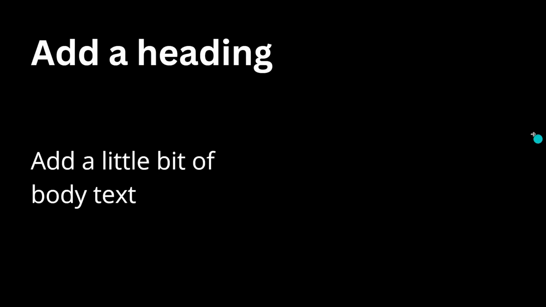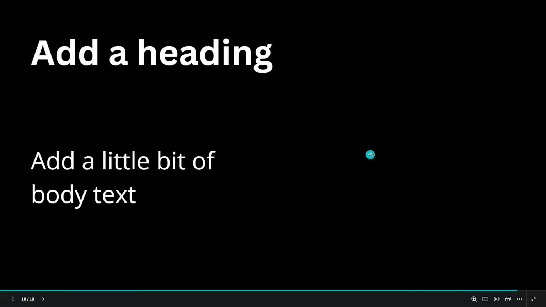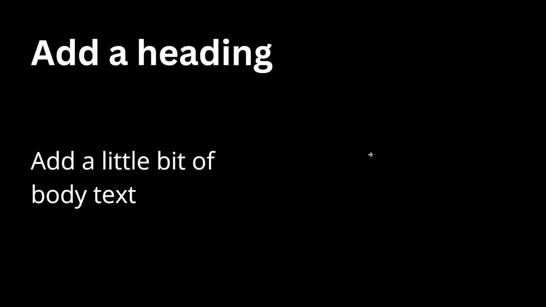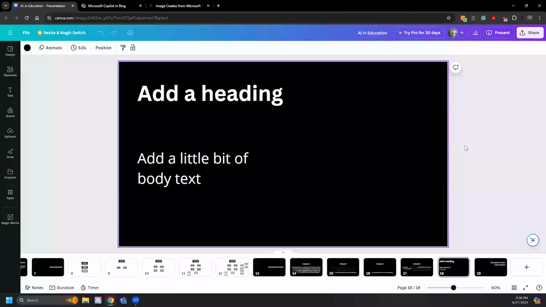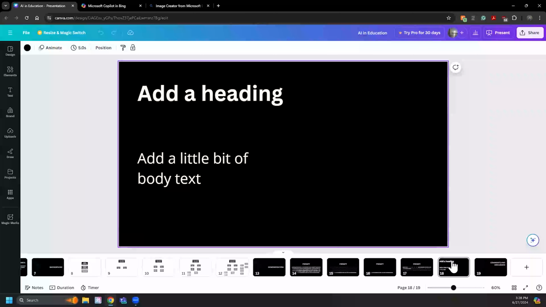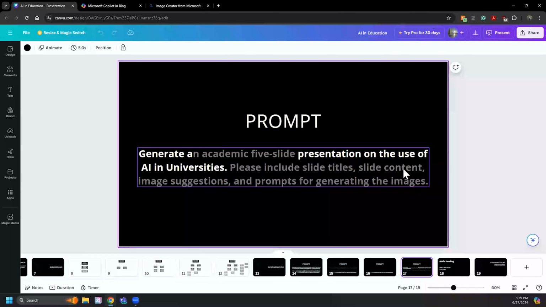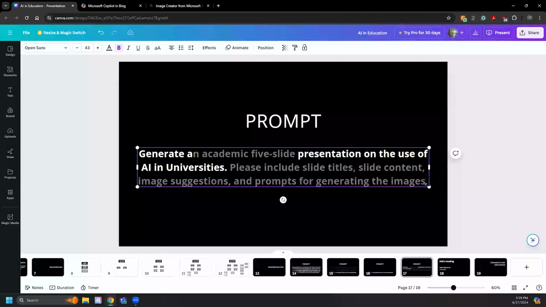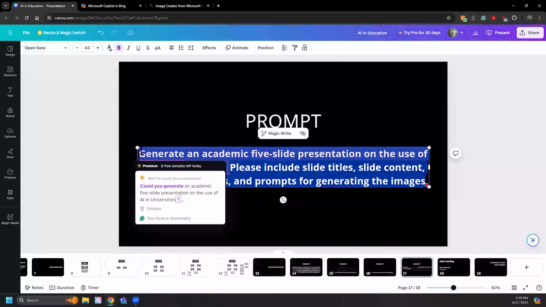So this is just a blank slide with a heading, a little bit of body text, and then a blank spot over here for images. So I'm actually going to escape out of this presentation and kind of pull back the curtain a little bit. So this is Canva. This is a free online tool that is very similar to PowerPoint. Some of you may have already used something like this. So I'm just going to go back to this and I'm going to copy my prompt.